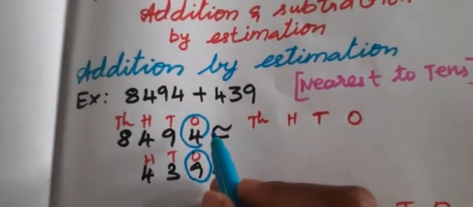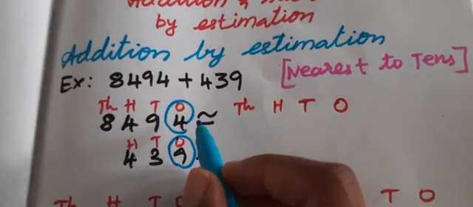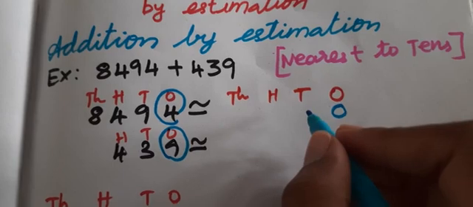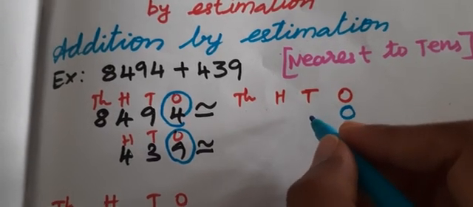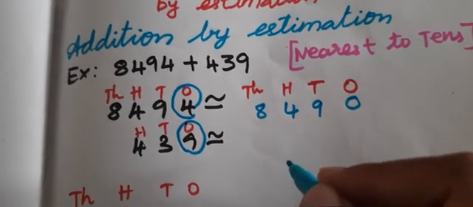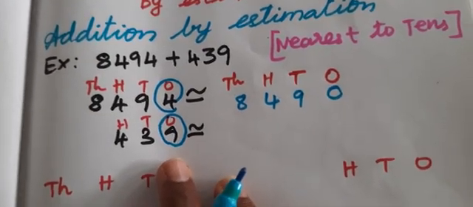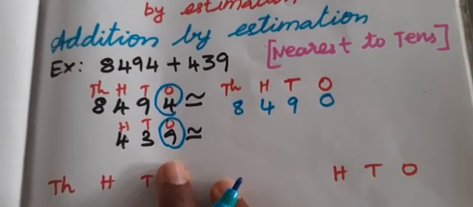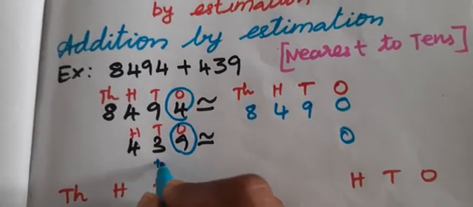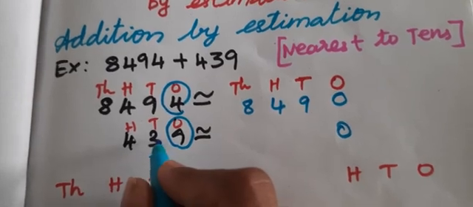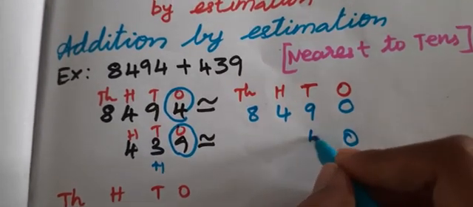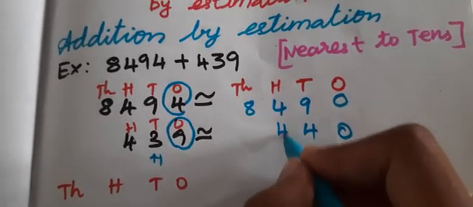Four in the ones place, so less than 5. Less than 5 means we put 0 in the ones place and write the remaining digits as they are: 9, 4, 8. Next one, the ones place is 9. 9 is more than 5, so put 0 in the ones place and add 1 in the tens place. It is already 3, now I add 1, so it changes to 4. The remaining digits we write as they are.